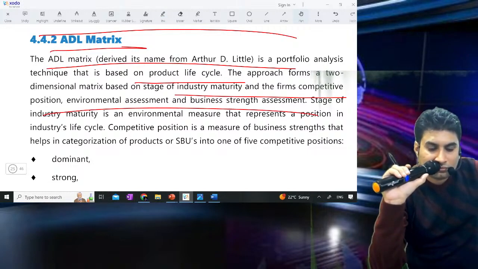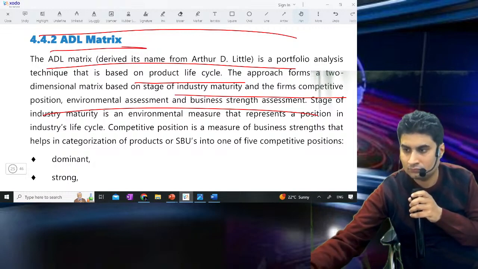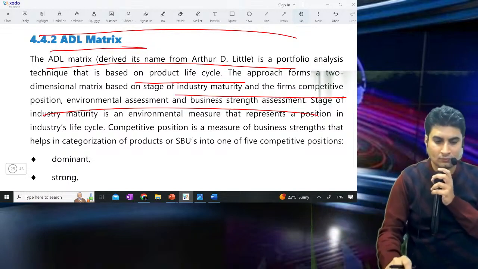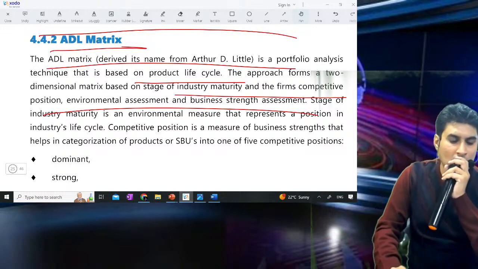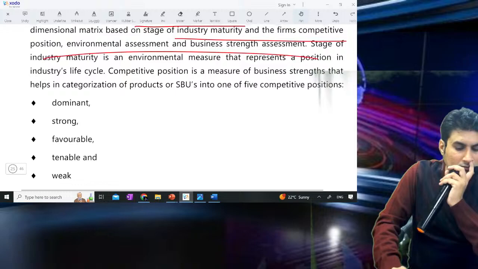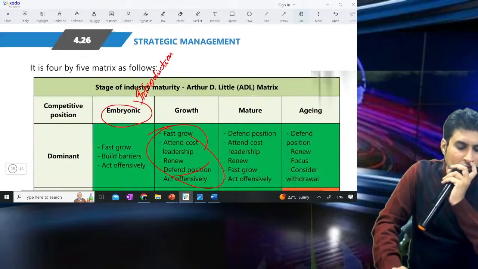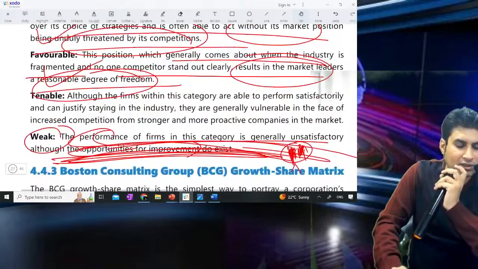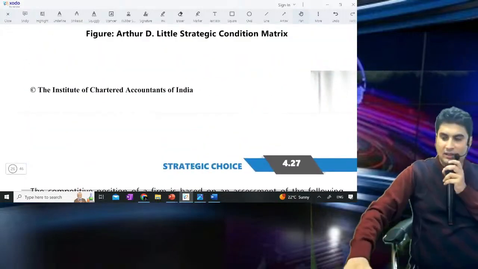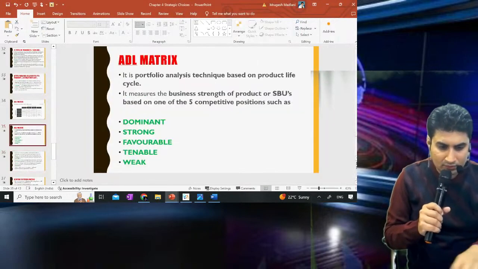Firm's competitive position, environmental assessment and business strength assessment. Stage of industry maturity is an environmental measure that represents a position in industry's life cycle. Competitive position is a measure of business strength that helps in categorization of products or SBUs in one of 5 competitive positions. Any conclusion is there? No. Let's write this. Then briefly we will revise 1 or 2 minutes and leave.